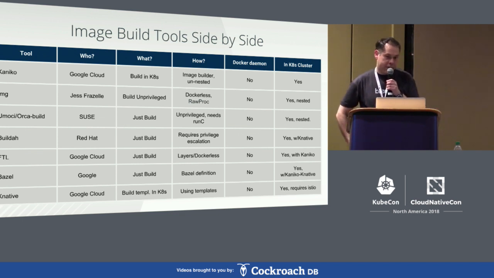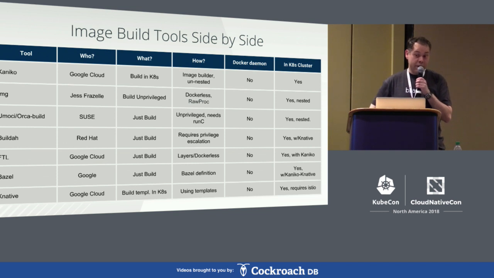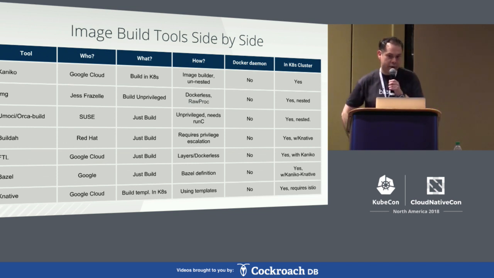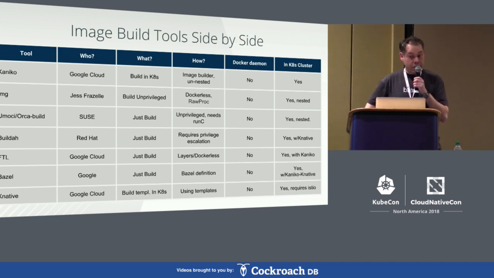One of the interesting things about these tools is that none of them require you to have a Docker daemon, which is pretty nice, right? So you don't necessarily have to have Docker. And all of them allow you to build in a Kubernetes cluster. It's just that some of them are specific for that, for example Kaniko, and for the other ones you need other ways to build. For example, Buildah requires a Knative template, Faster Than Light you can do with Kaniko, and Bazel requires Kaniko and Knative.